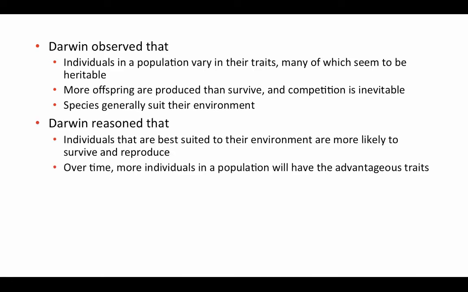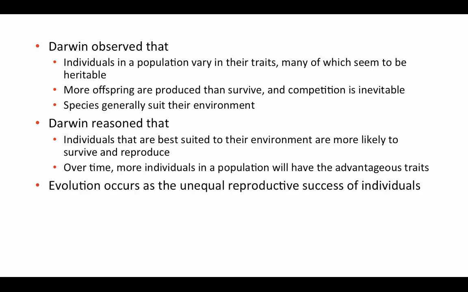So from these observations, Darwin reasoned that individuals that happen to be best suited to their environment are more likely to be the winners in this competition for survival. They're more likely to survive and reproduce, and any characteristics they have that help suit them to their environment are also going to increase their reproductive success. We can plan on them having more offspring than individuals that don't have that trait. So over time, more and more individuals in a population will have those advantageous traits because of the reproductive advantage inherent in having those traits.